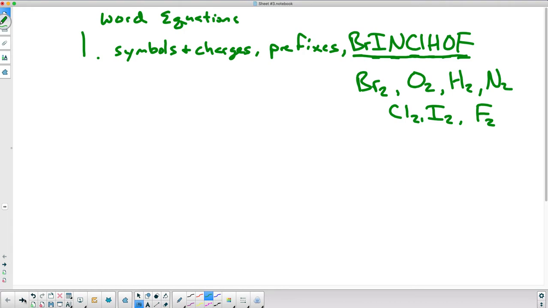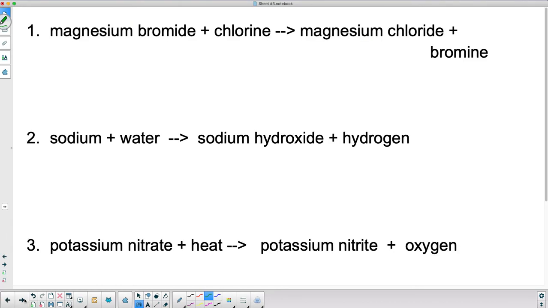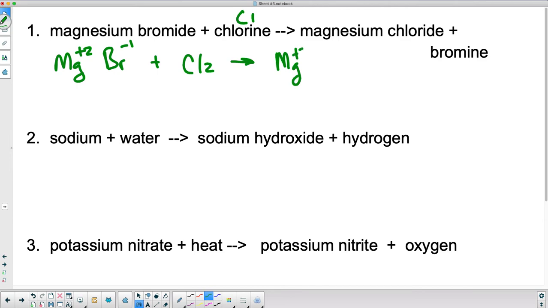So let's take a look at step 1 for number 1. Magnesium bromide, magnesium is Mg with a +2. Bromide is Br, and that has a -1 because of where it is, plus chlorine. Now this is Brinkelhoff. It's not just Cl, it has to be Cl2, and you've got to remember Brinkelhoff. And then on the other side you see magnesium with a +2 and chloride, which is Cl with a -1, and then plus bromine, but because bromine is part of Brinkelhoff, I have to put a 2 there, like that.